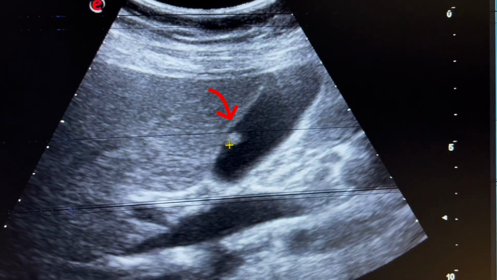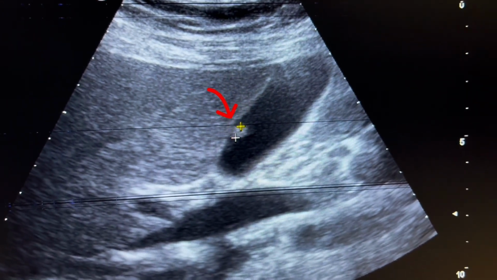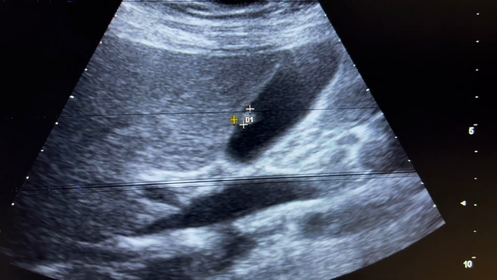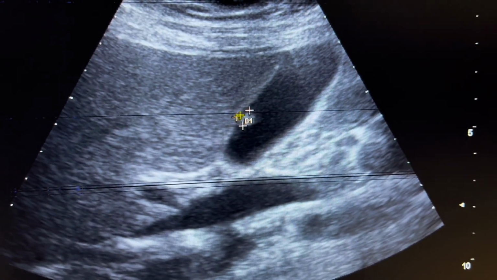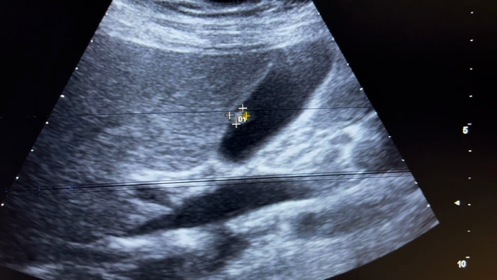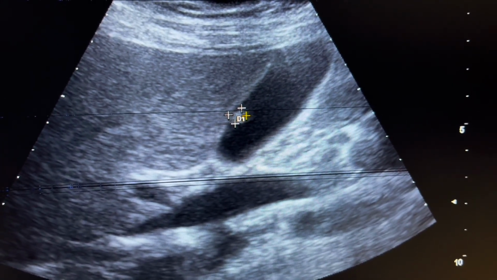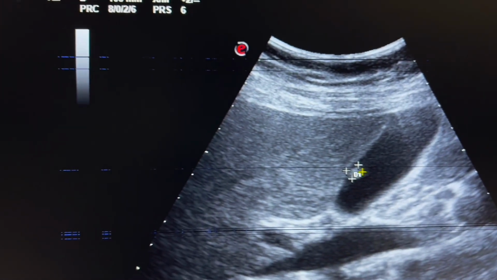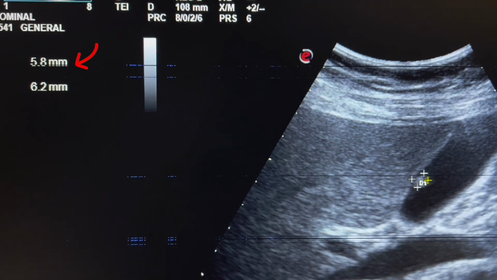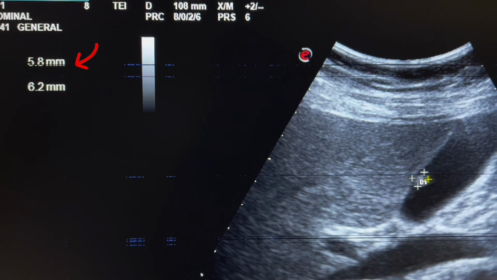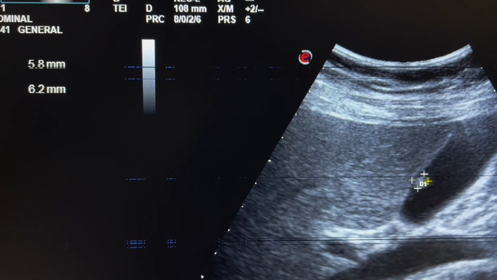Now we will measure the size of this lesion. The size of this lesion is 5.8 by 6.2 millimeters. Now, how will we write the report?